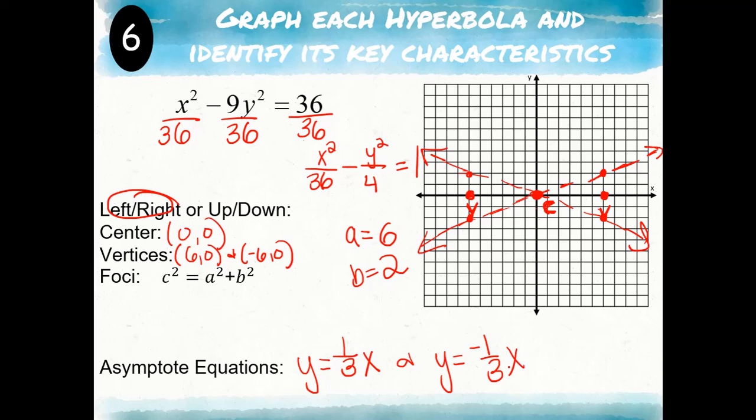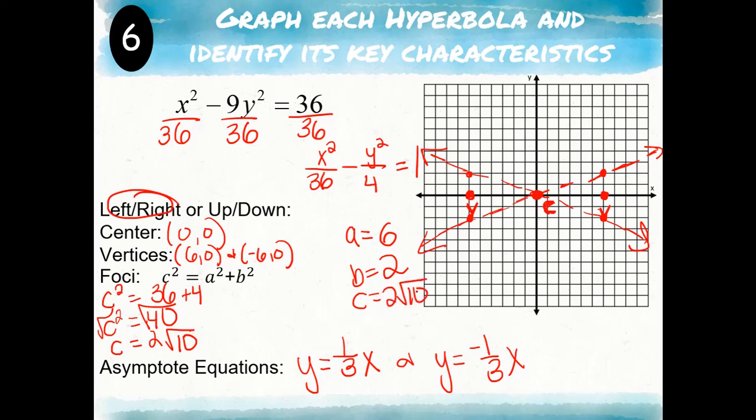Now, let's also find those foci. They should be past the vertex on each side. Well, c squared, we don't know that, right? A is 36. B is 4. So 36 plus 4, that is 40. So square root to find my C. Well, C has a value of square root of 40, which breaks down into 2 square roots of 10, roughly. So that's what C is.